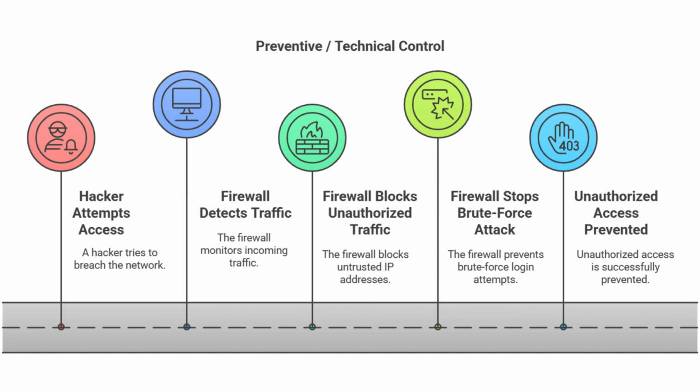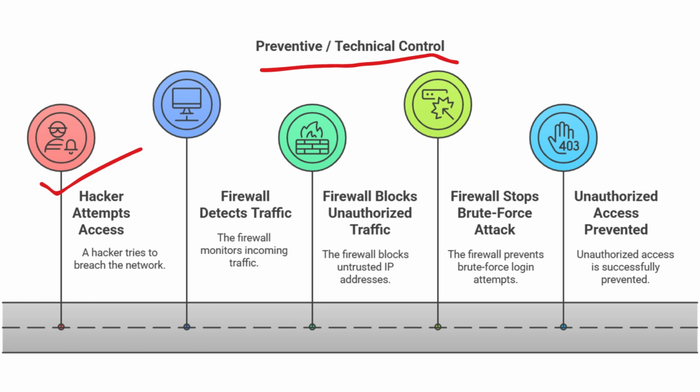Let's break this down with real-world examples of how different controls work together. Step 1. Preventive and technical control, which is about stopping the attack before it happens. This is the first line of defense. The goal here is to stop the hacker before they even get inside. For example, the firewall blocks unauthorized traffic.